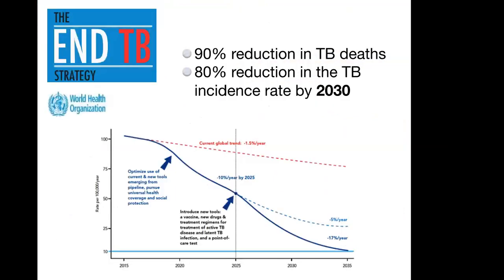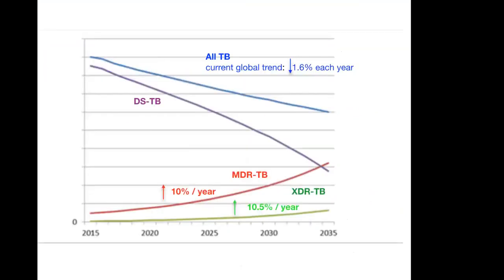So there's this move by the World Health Organization to end TB. The objective is to reduce TB deaths by 90%, and there's an 80% reduction of TB incidence rate by 2030. But if you look at the actual graph, it's not actually a single graph, but rather made up of three graphs. The global TB trend is decreasing 1.6% per year, but is actually made up of three other graphs.